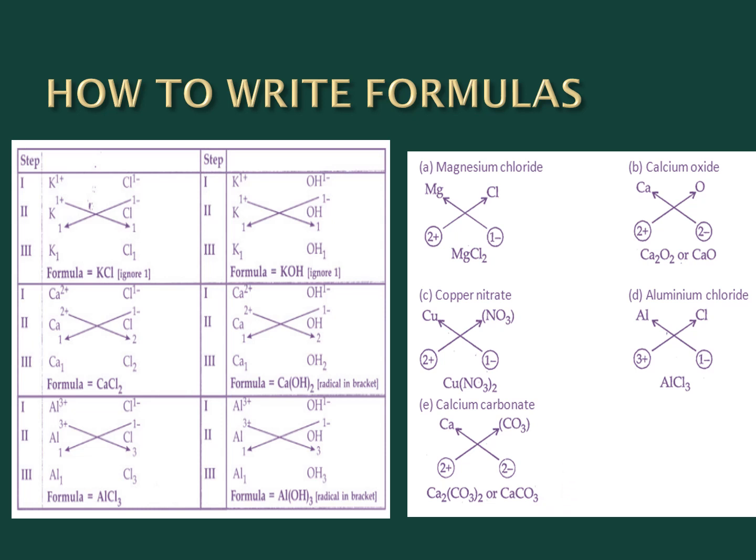So we have to simply follow 3 steps while writing formulas of chemical compounds. In step 1, we write the symbols of the elements and the ions. In the second step, we write the valencies of the symbols and the ions. Then we exchange their valencies and finally write the formula of the chemical compound.